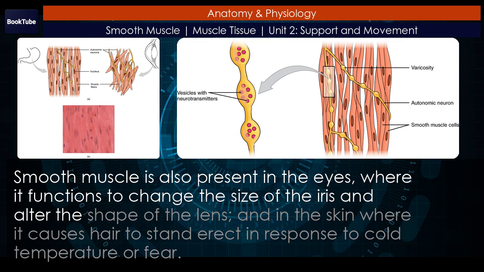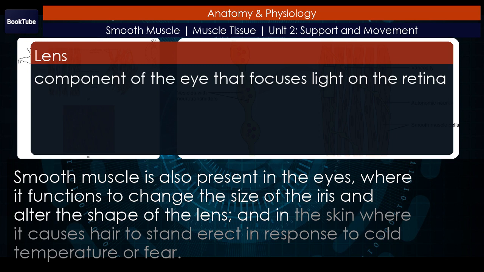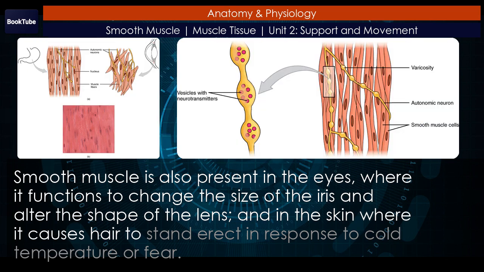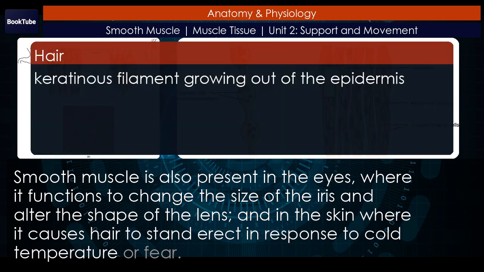Smooth muscle is also present in the eyes, where it functions to change the size of the iris and alter the shape of the lens, and in the skin where it causes hair to stand erect in response to cold temperature or fear.